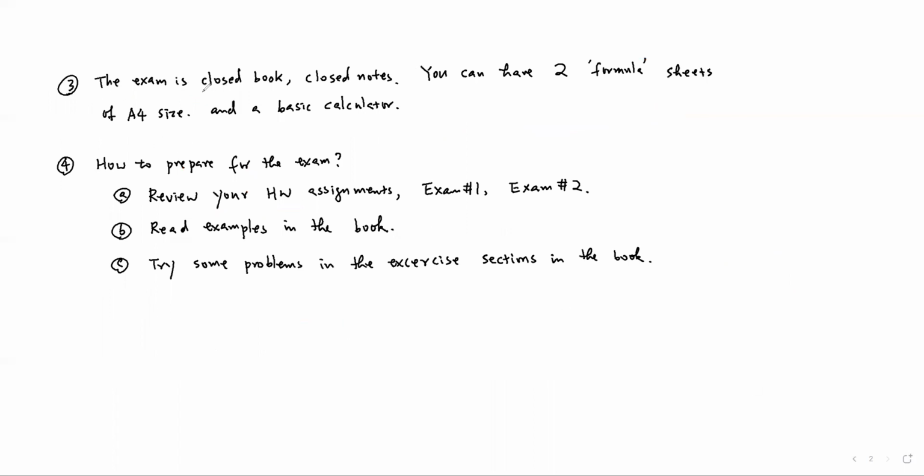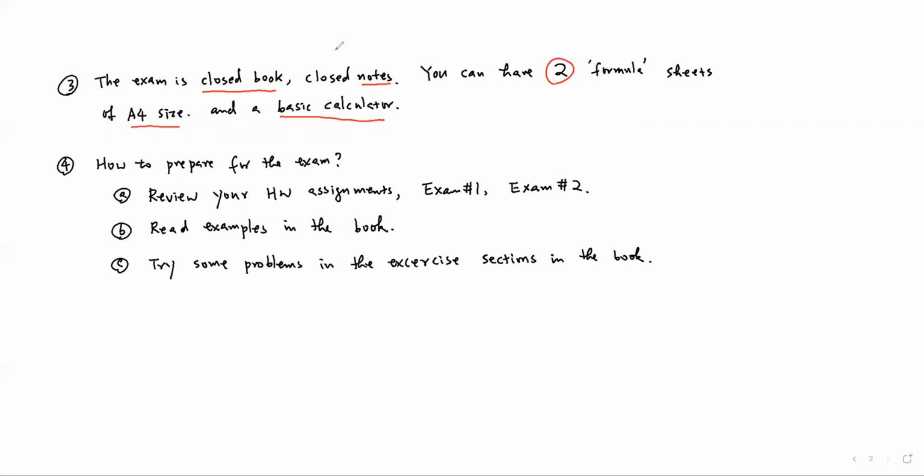The final exam is closed book and closed notes. But you can have 2 formula sheets this time, not just 1. The size is A4, and of course, a basic calculator. About the formula sheets, you can write anything you want on both sides of each formula sheet.